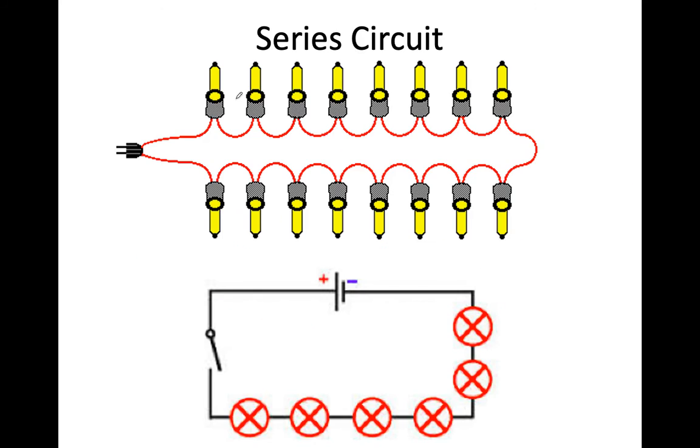The water has one path to go around. Old Christmas lights used to be this way. If one of your Christmas lights blew, then the whole strand stopped.